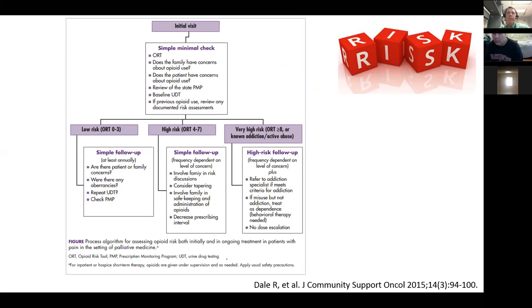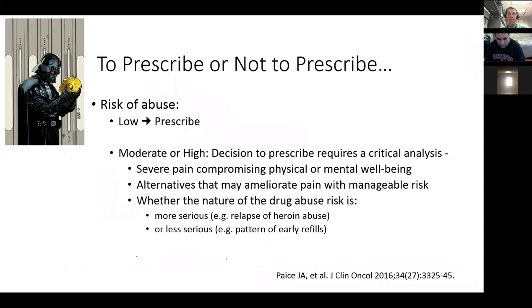So we really can, by using the opioid risk tool or other screening tools, begin to stratify patients into buckets that we might think about as we would want to tailor their ongoing follow-up and how closely we may want to see these patients on an ongoing basis. So I really just want to focus on what we would consider high risk or very high risk patients.